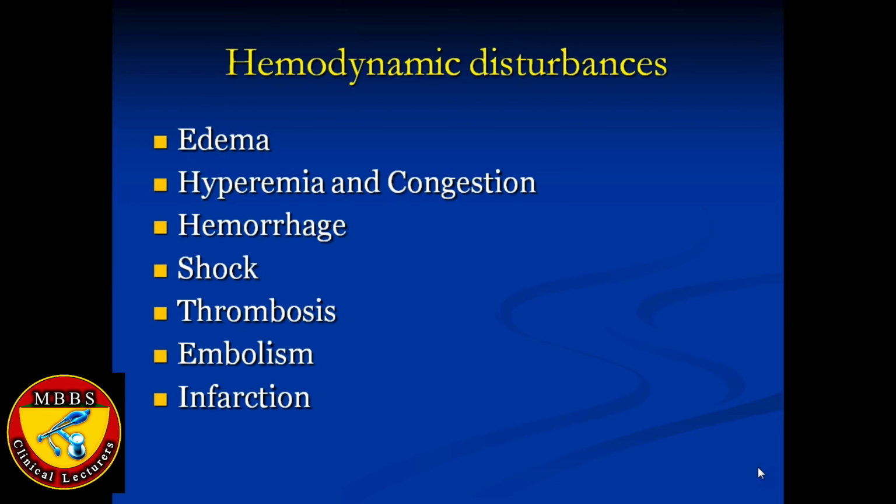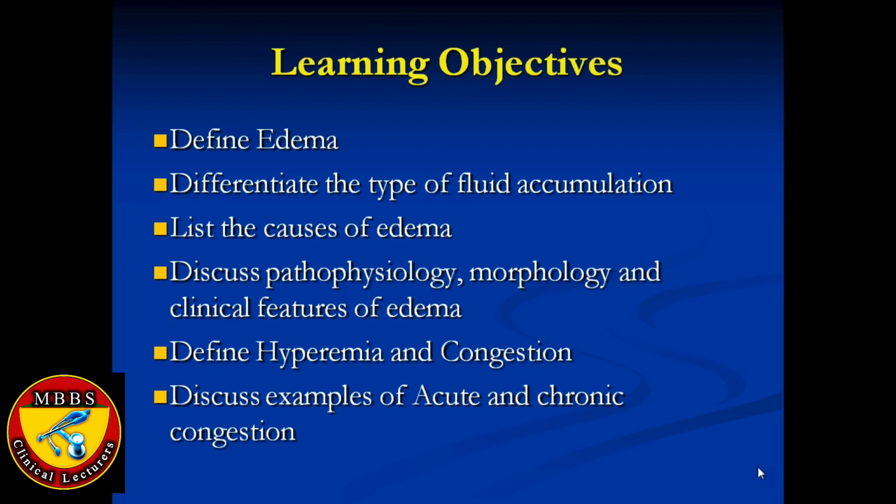These abnormalities of the flow of the blood are known as hemodynamic disorders. Hem meaning the blood, dynamics meaning the movement. So these hemodynamic disturbances or disorders include edema, hyperemia, congestion, hemorrhage, shock, etc.